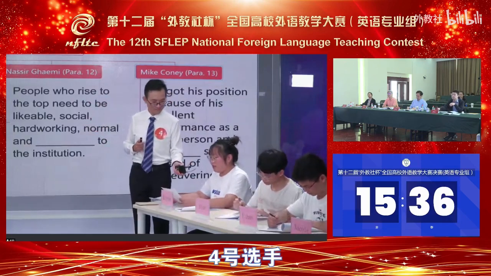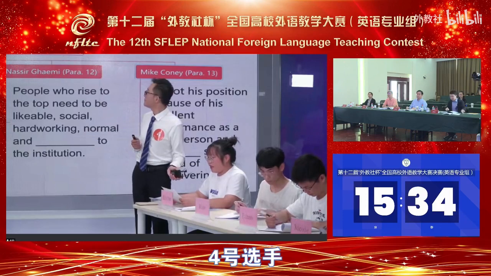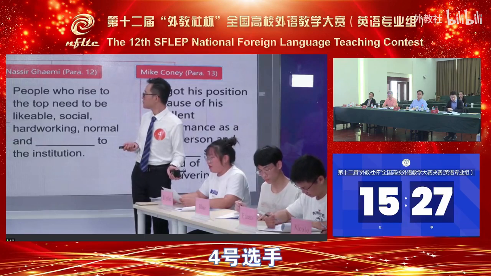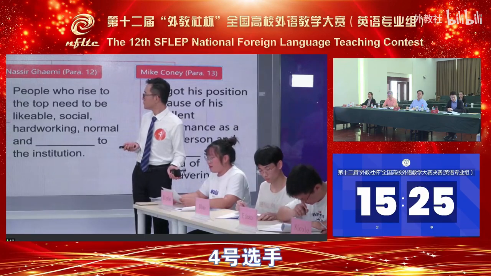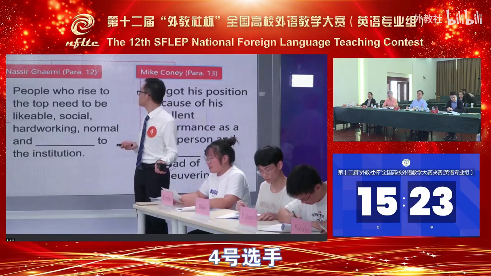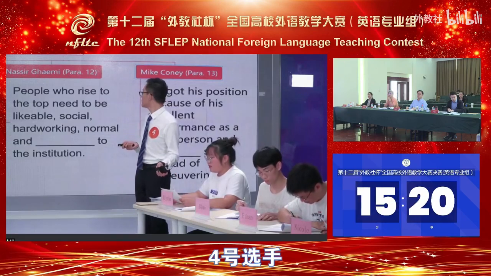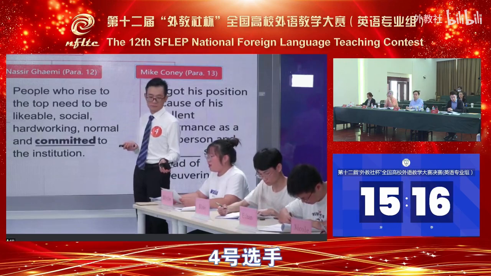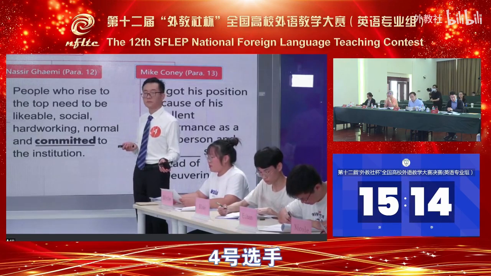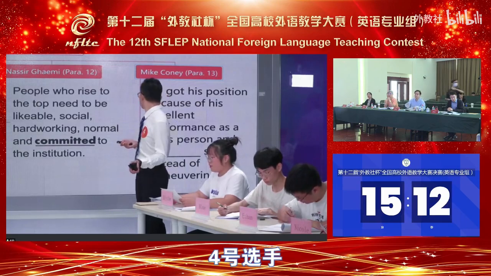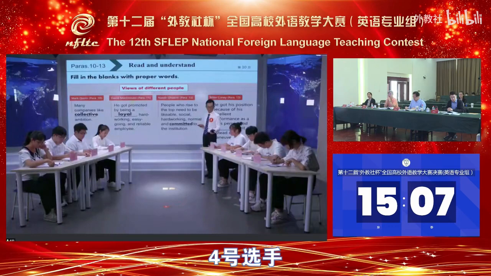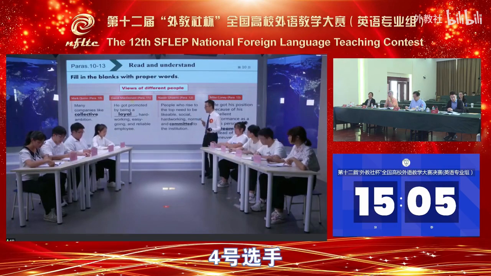Okay, Mark Quinn claims that many companies like collective ambition. David McDonald says that he got promoted by being a loyal, hardworking, easygoing, and reliable employee. Gani says that people who rise to the top need to be likable, social, hardworking, normal, and committed to the institution. Coney concludes that he got his position because of his excellent performance as a salesperson and his teamwork spirit instead of maneuvering. Okay, you got the right answer.